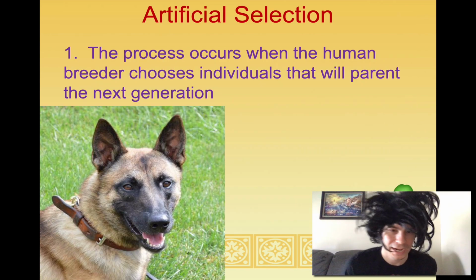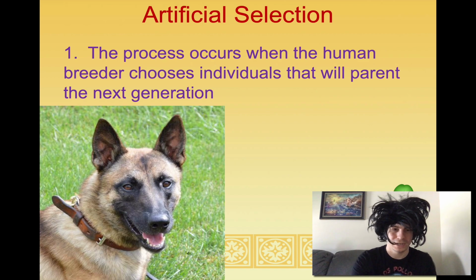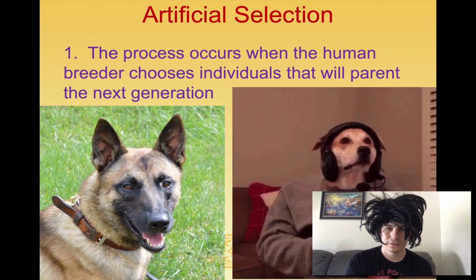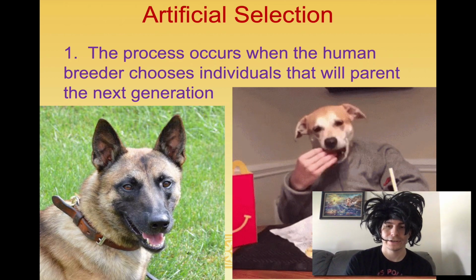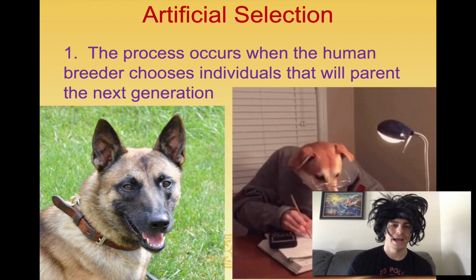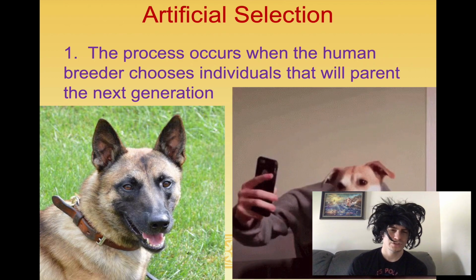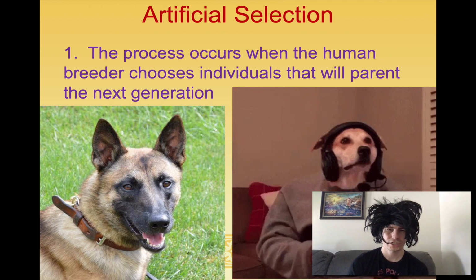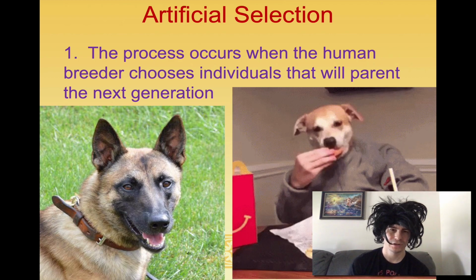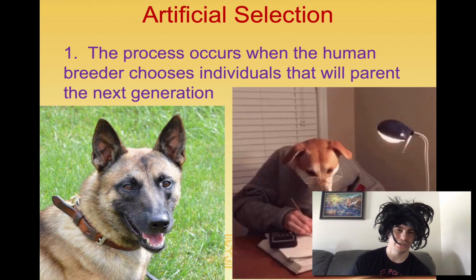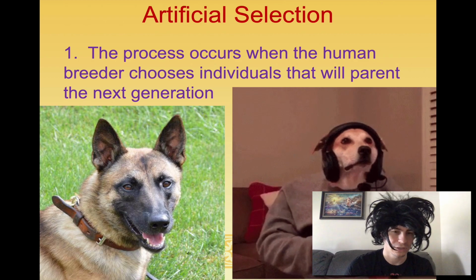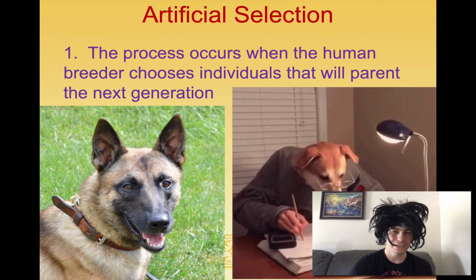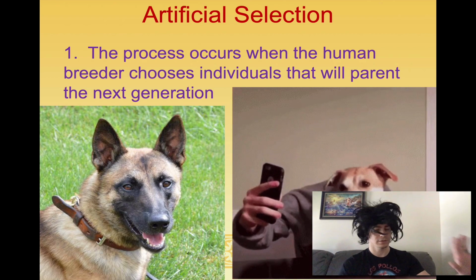Artificial selection. That's a canine dog on the left side. Okay, that is a talented dog right there. But anyway, artificial selection is when humans choose which animals or whatever are going to parent the next generation. So, I think these dogs are pretty good looking. I like beagles as well. All right, so we can choose, look, this beagle looks amazing.